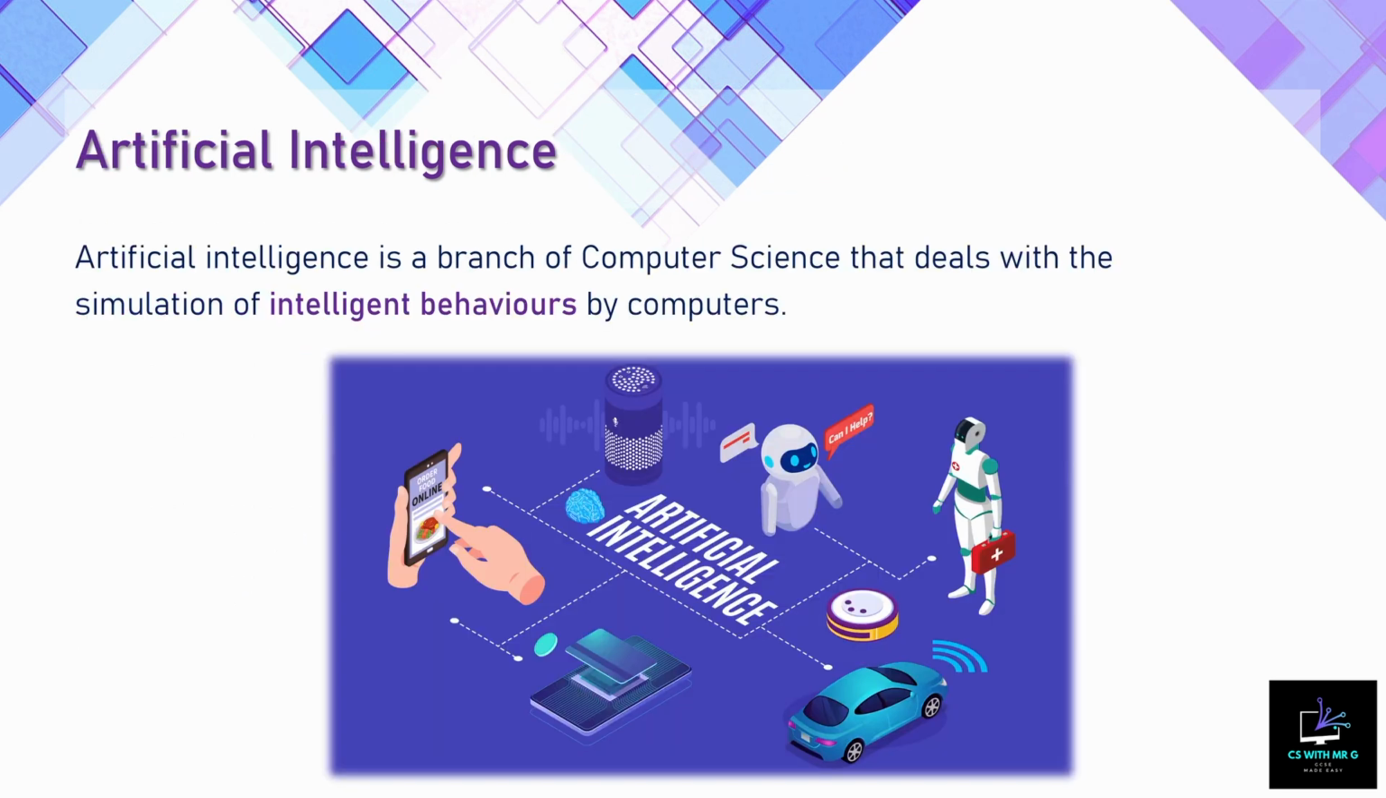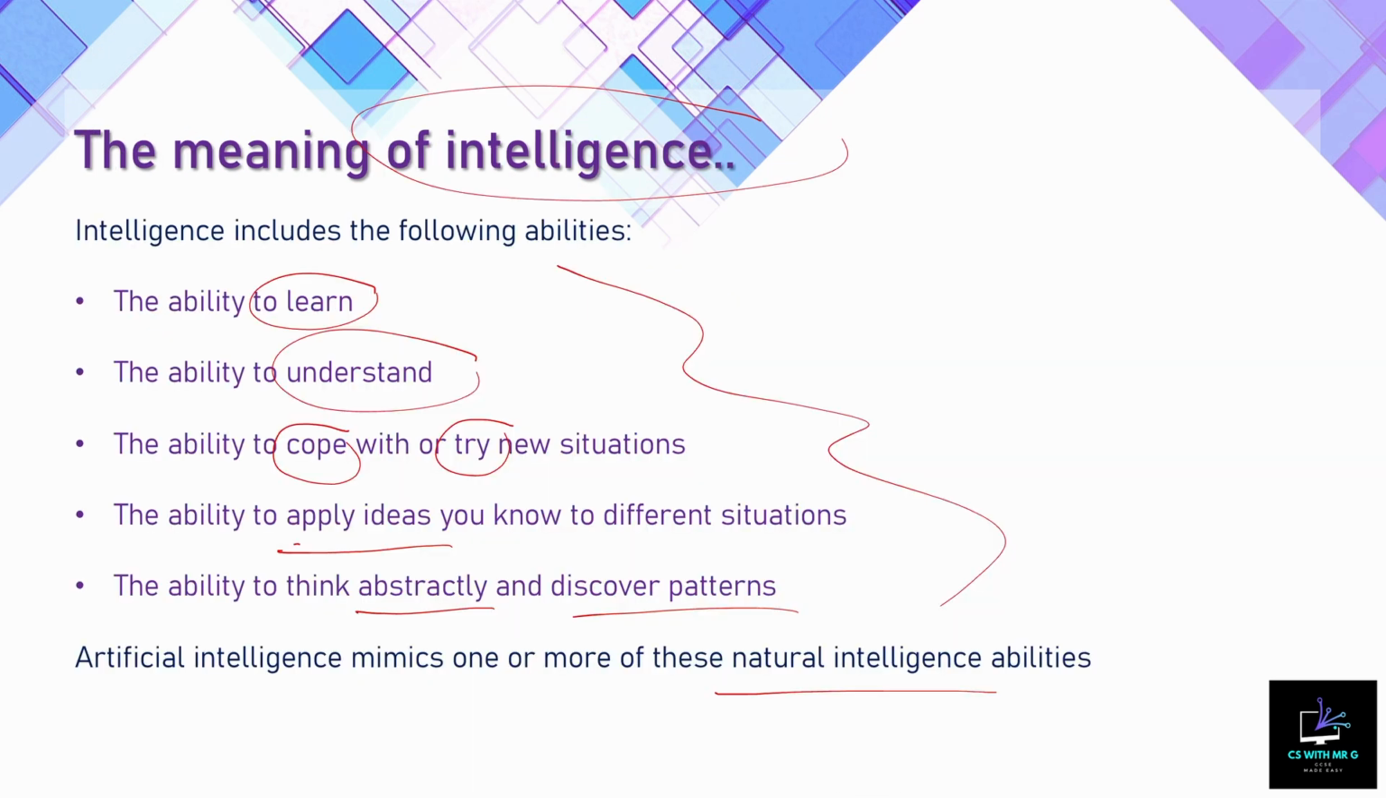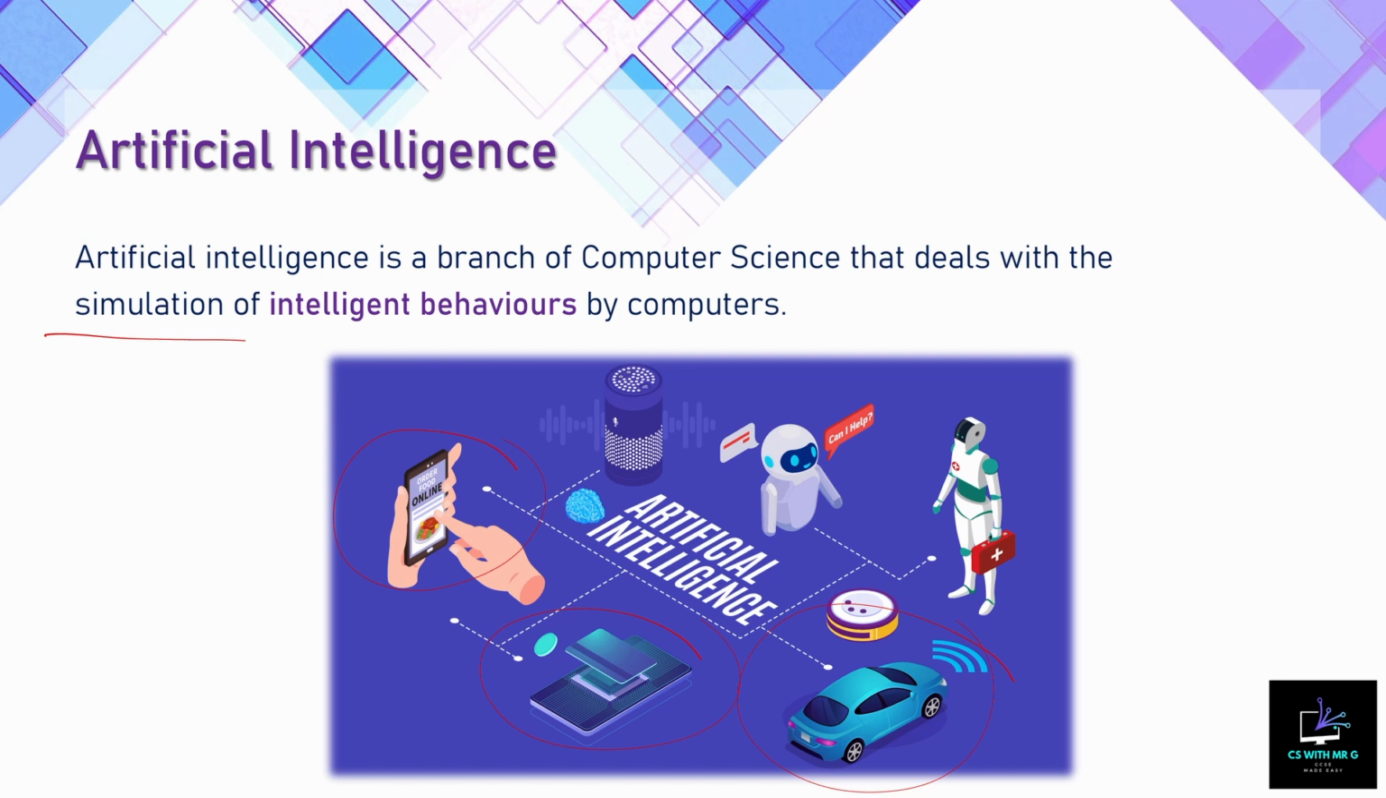The term artificial means that it's not natural, it's not a human that's doing it, it's a computer. It's the simulation of the intelligent behavior that we've just spoken about, but performed by some kind of device, some kind of robot, some kind of computer. As you can see in the image, you've got our phones, cars, anything that has a processor inside. As long as it can perform any of these abilities, we could call it AI.